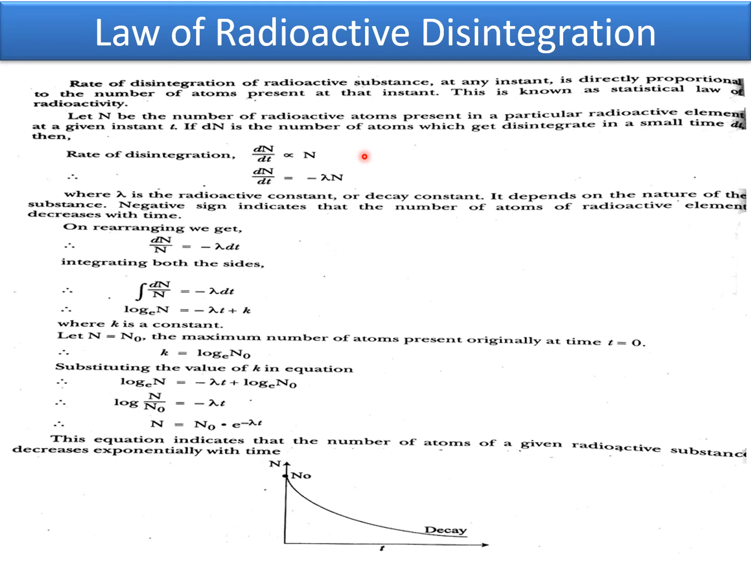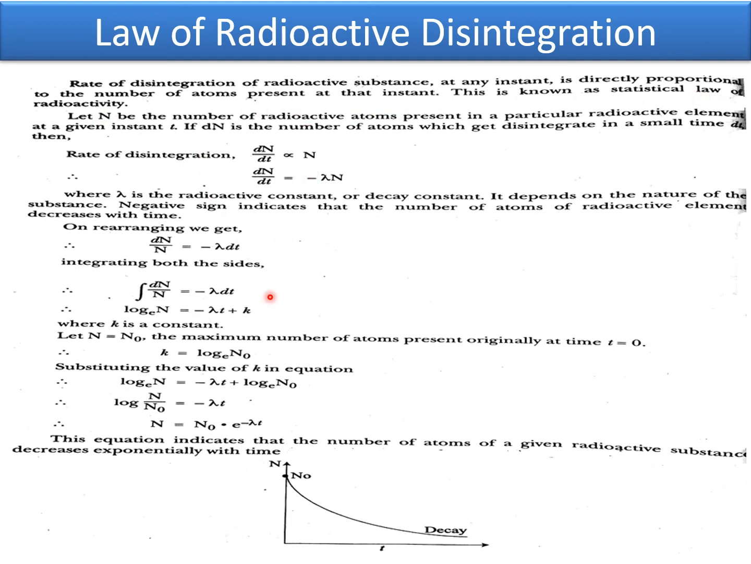And what is the law of radioactivity? The rate of disintegration of the radioactive substance at any instant is directly proportional to the number of atoms present at that instant. This is known as the statistical law of radioactivity.